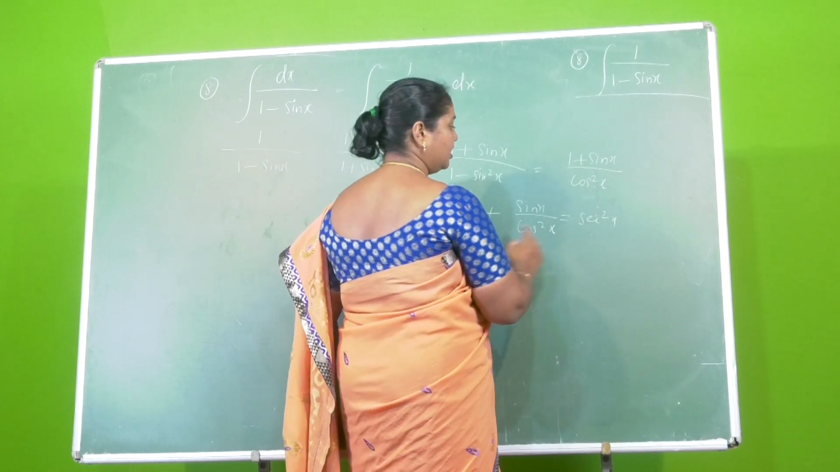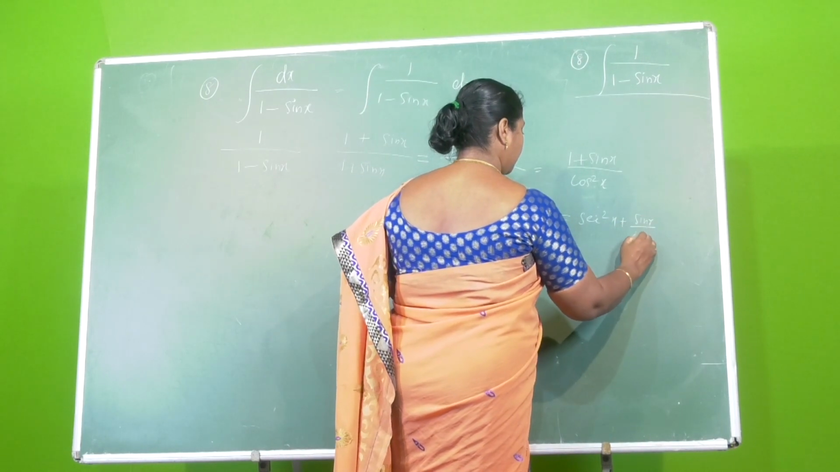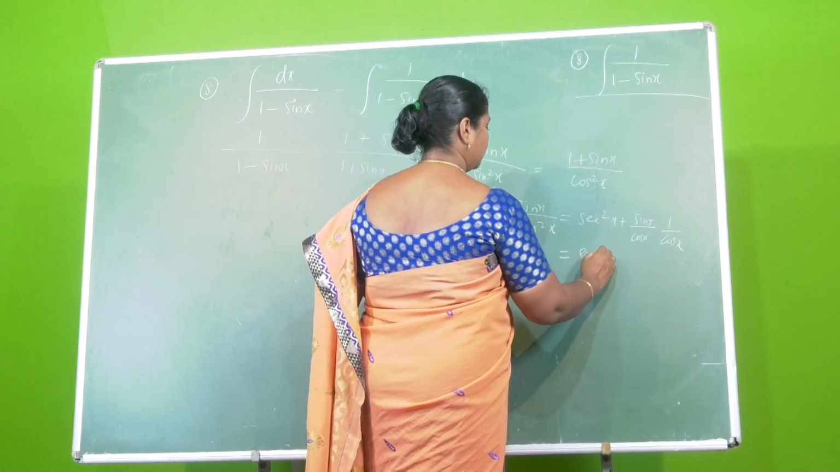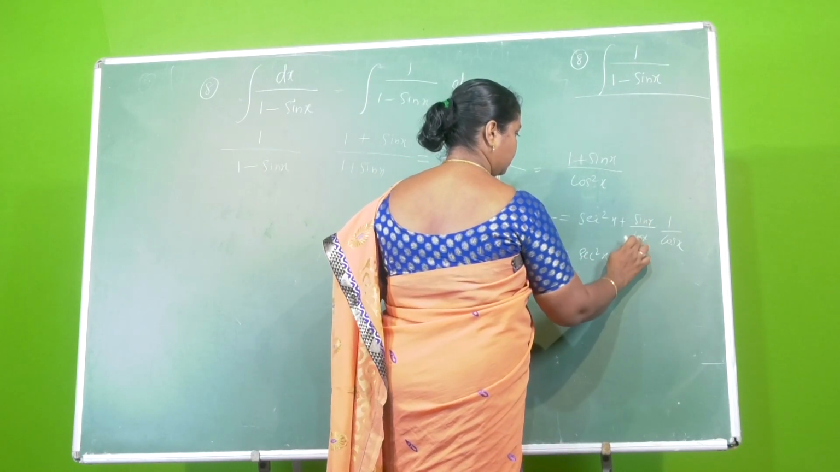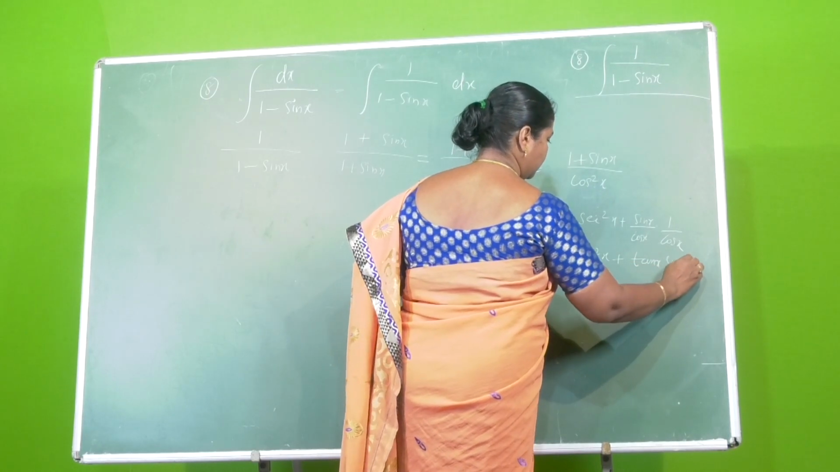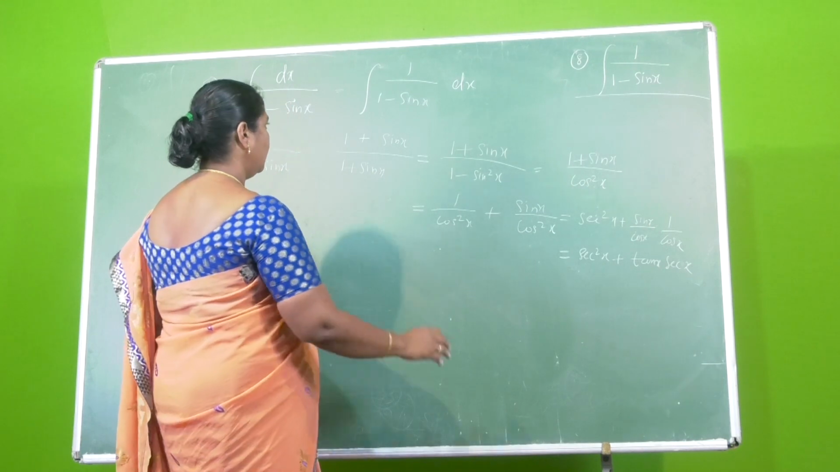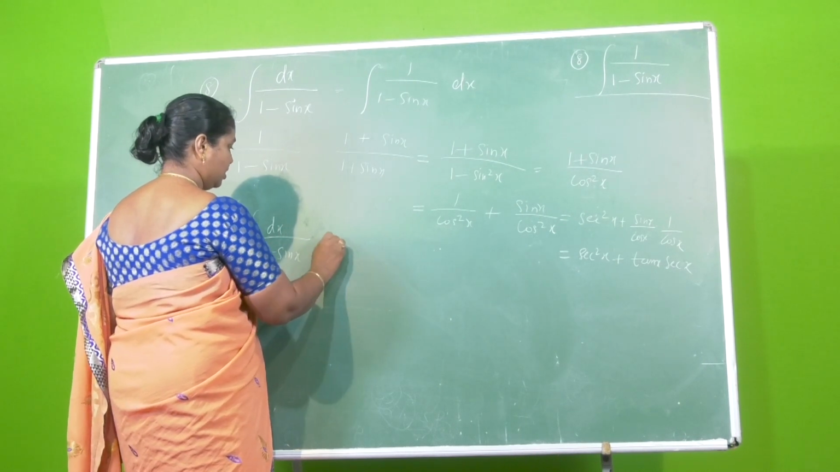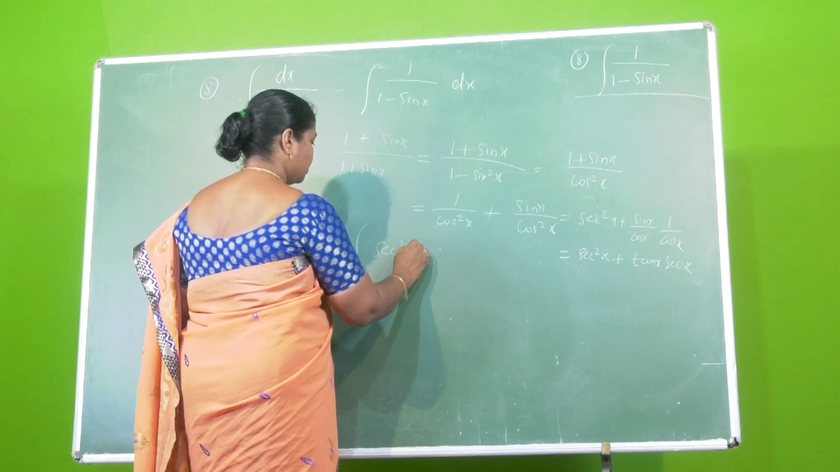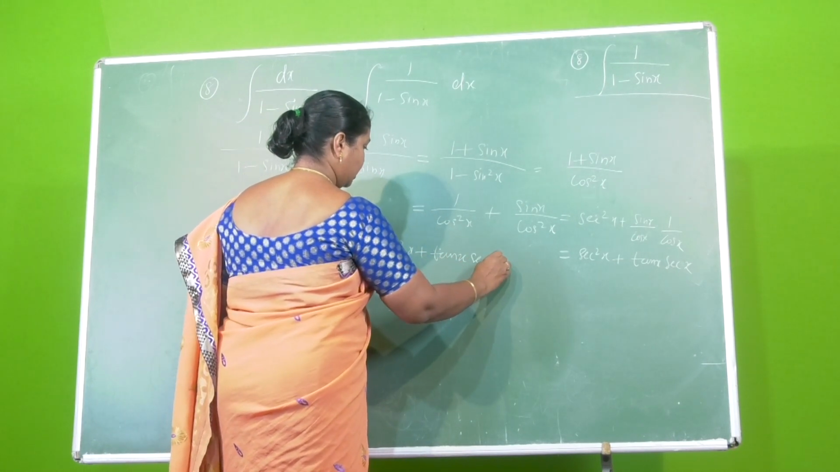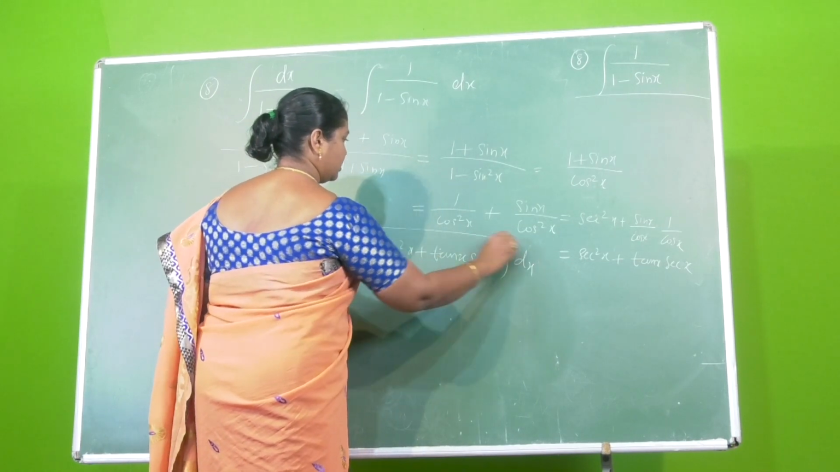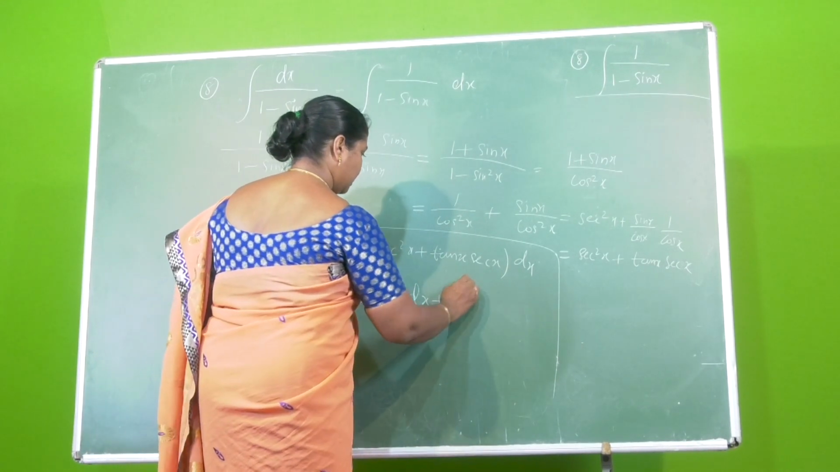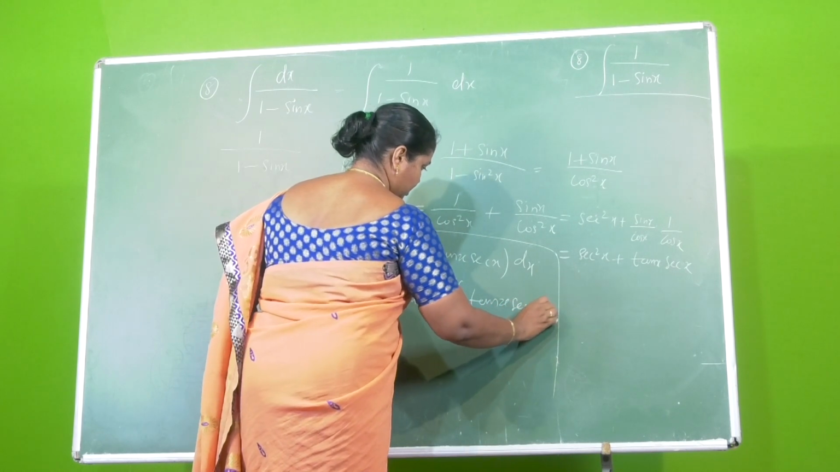Now this expression, how can we write? This can be considered as sin x by cos x into 1 by cos x. So the first expression is secant square x, the second expression sin x by cos x is tan x, and 1 by cos x is secant x. Now this integral dx by 1 minus sin x will be nothing but integral secant square x plus tan x secant x into dx. So you can separately write this, plus integral tan x secant x dx.